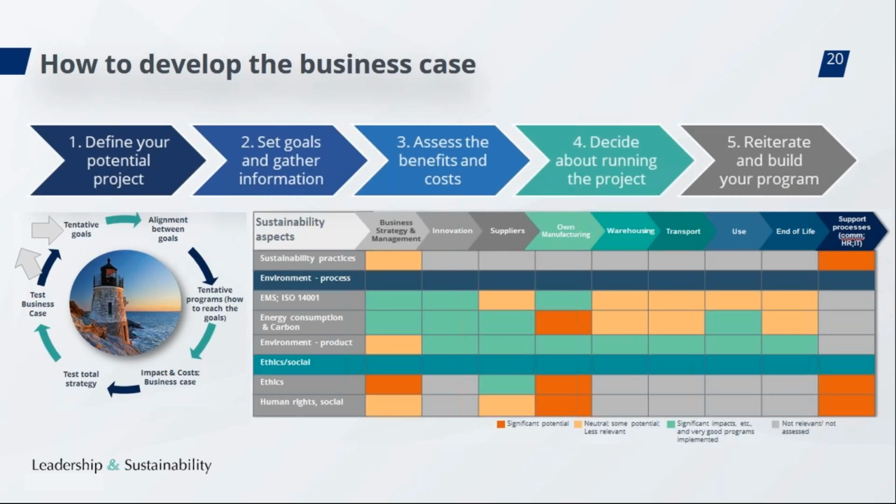Again, with step 1, define your potential project. Step 2, what is the benefit? What are the costs? And step 3, assess the benefits and the costs. Step 4, you decide about the project, go or no go. And step 5, you do the same exercise with all potential projects you have. And finally, you have a portfolio of projects that you can weigh against each other. Then you summarize everything and you have your total program with benefits, costs, and savings.